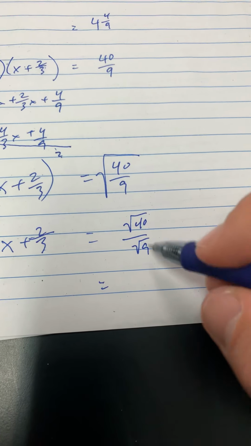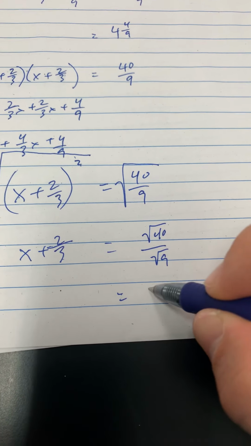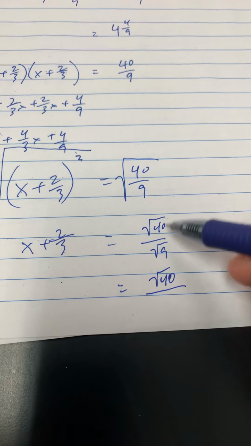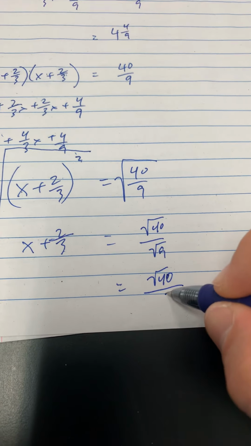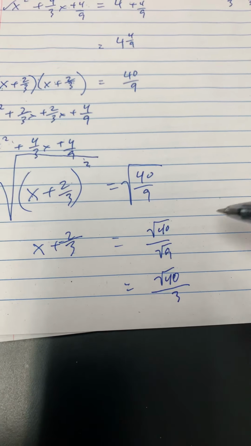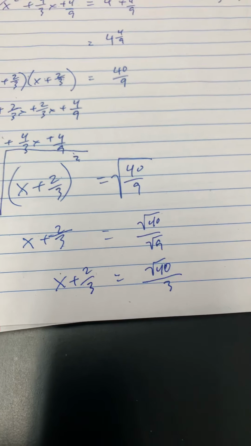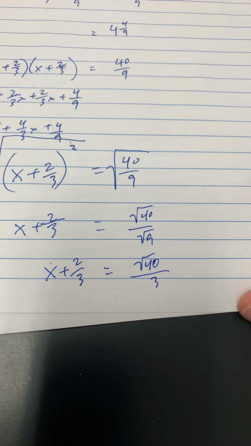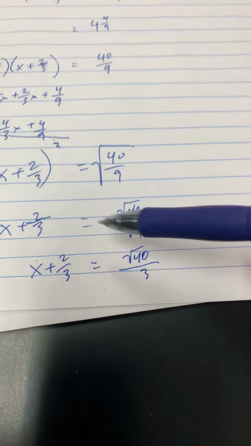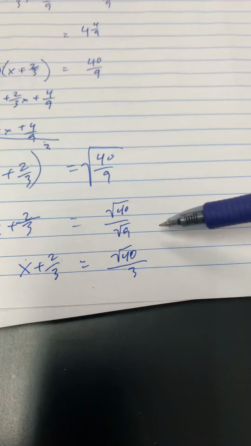What that gives us then is, the square root of 40 is not a perfect square, so that stays the square root of 40. We'll come back and simplify that here. But the square root of 9, that's a perfect square, 3. So now we've got x plus 2/3 equals the square root of 40 over 3. Let's go ahead and simplify this radical right here.